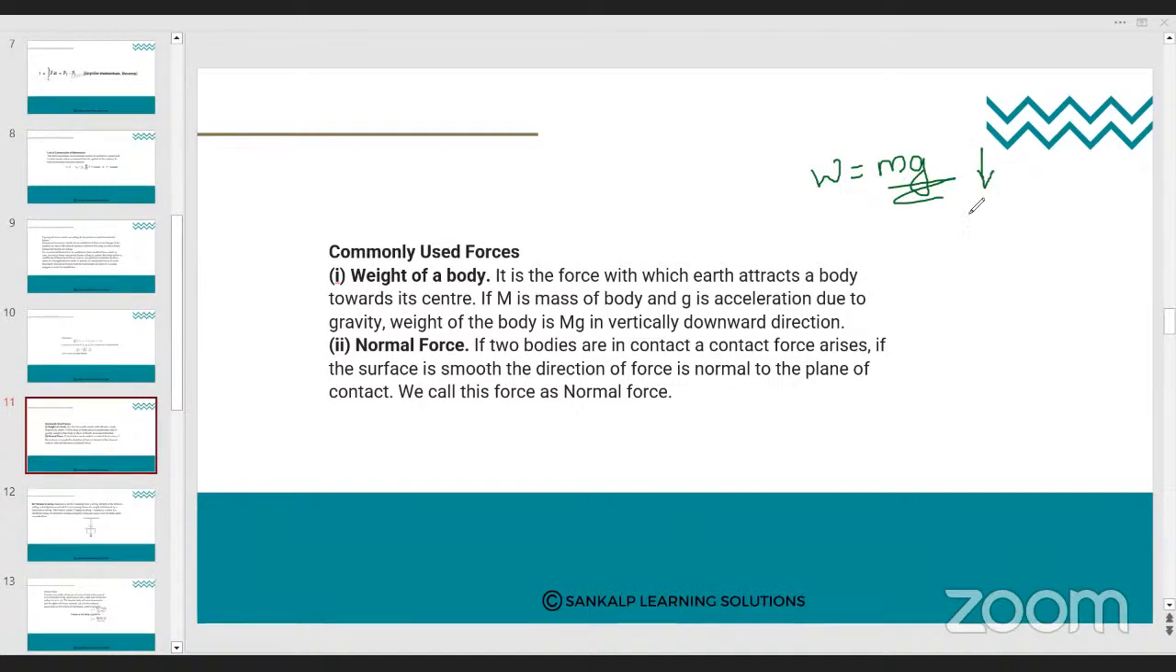Okay? Next, normal force. If two bodies are in contact, a contact force arises. If the surface is smooth, the direction of the force is normal to the plane of the contact. We call this force as what? Normal force. That means an upward directional force keeps acting.